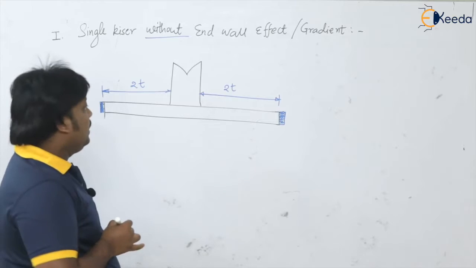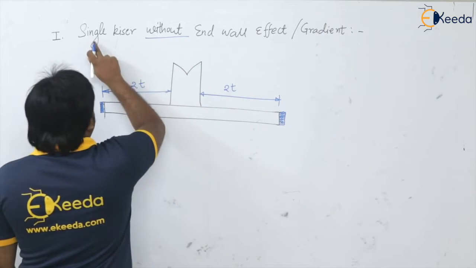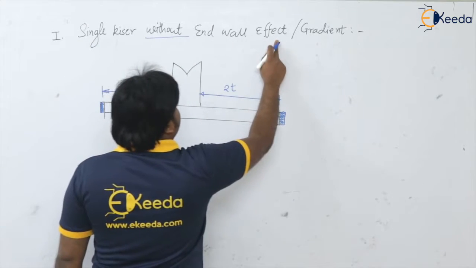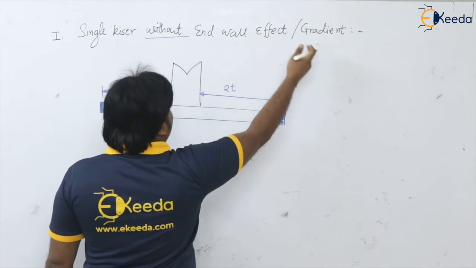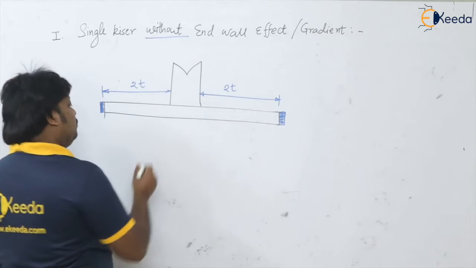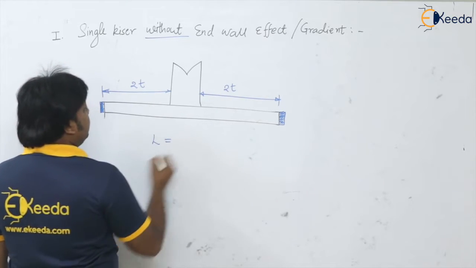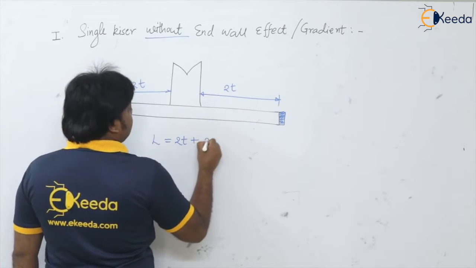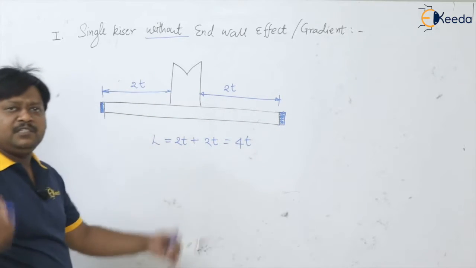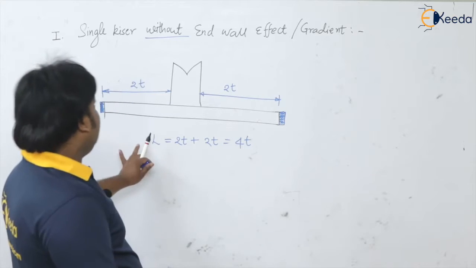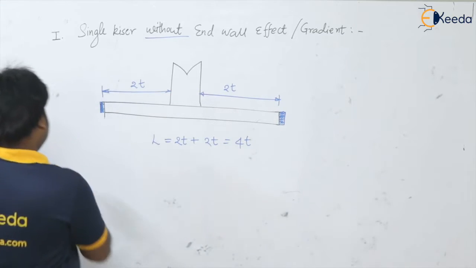Isn't it? So tell me, for a single riser without end wall effect or gradient, or I can say a single riser with insulation at the end, how much length can it feed? It can feed a length of 2T plus 2T, that is 4T. Very simple, isn't it? This is the first condition. Now the second condition is what?